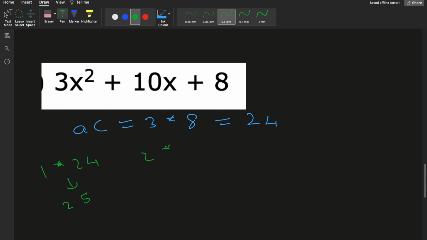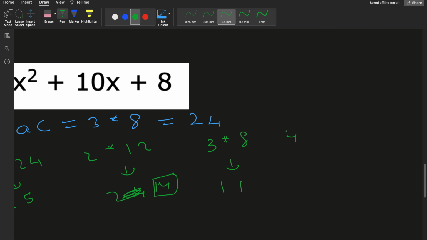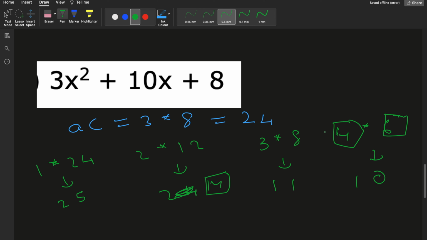Then we write 2 into 12. That would be 14, which is wrong. Then we write 3 into 8. That is 11. Then we write 4 into 6, which is 10. We've got our two values, which are 4 and 6.